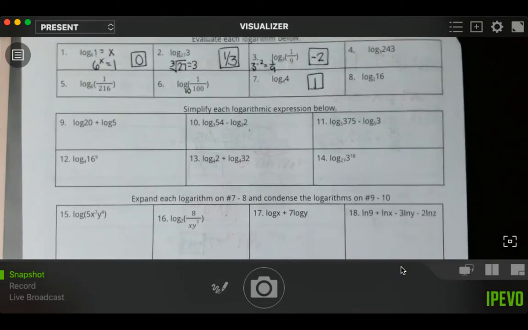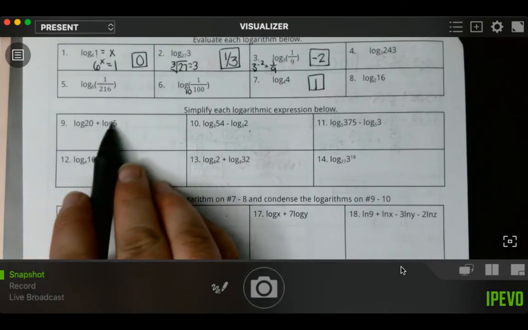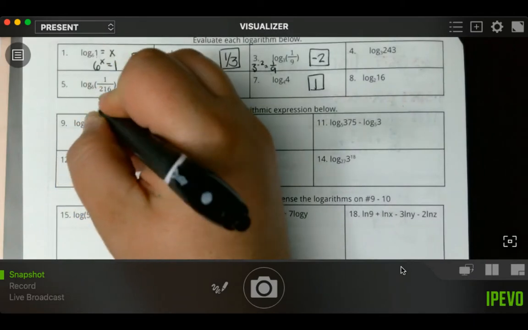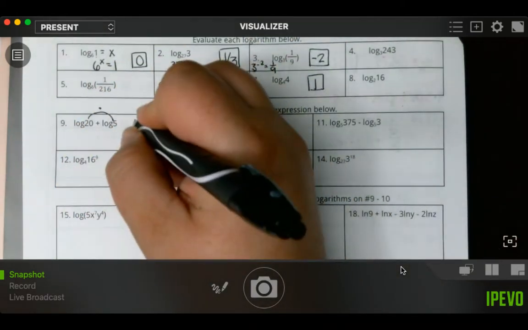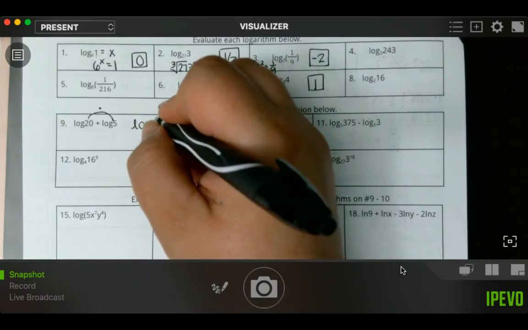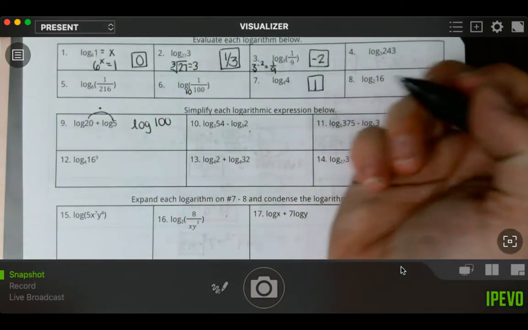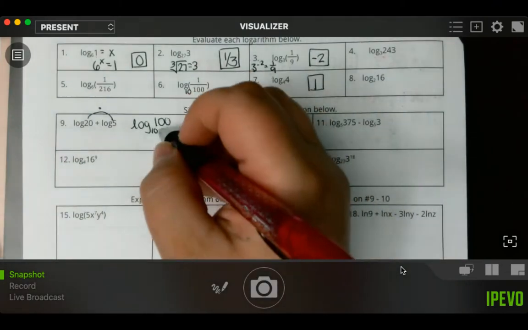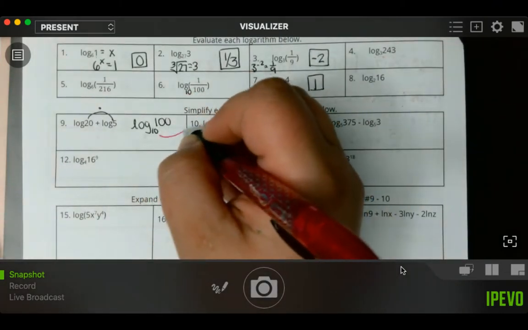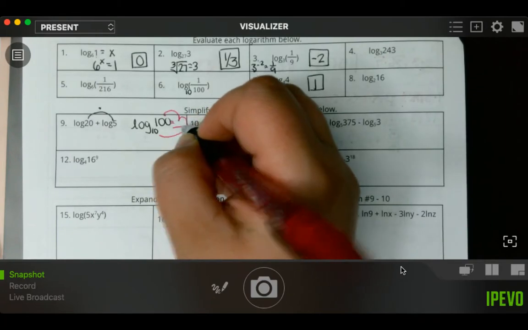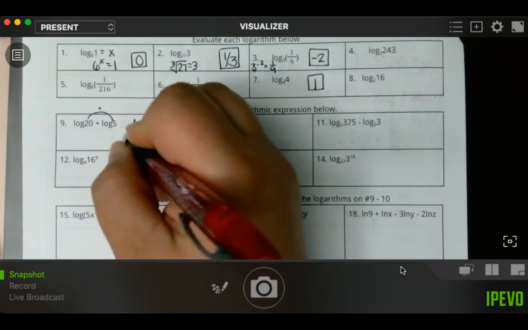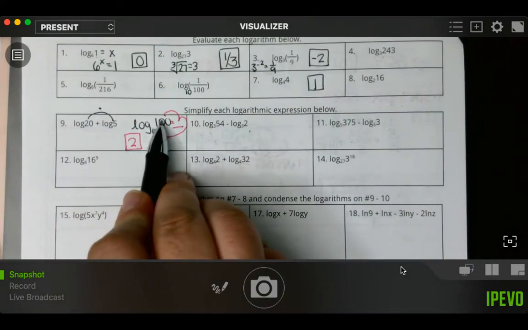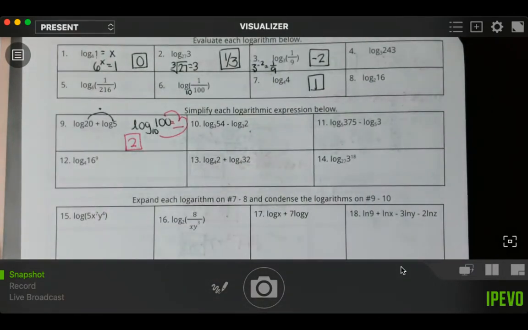Let's go ahead and talk about some log properties. If two logs are being added together and they have the same base, you are allowed to multiply. So that would become the log of 20 times 5, which is 100. Like I said, it has a little base of 10. So we're looking for what power of 10. 10 to this power equals 100. That's 2. You are always looking for the power of this that gives you this. That's how a log works.